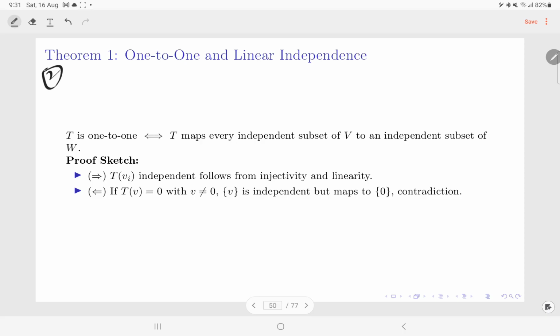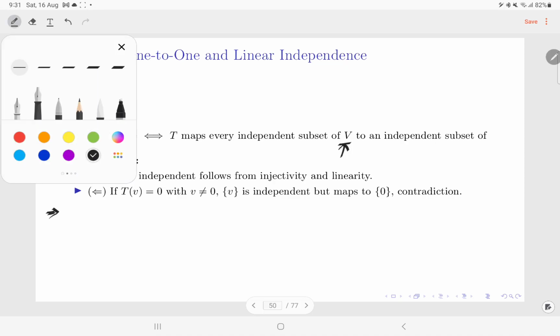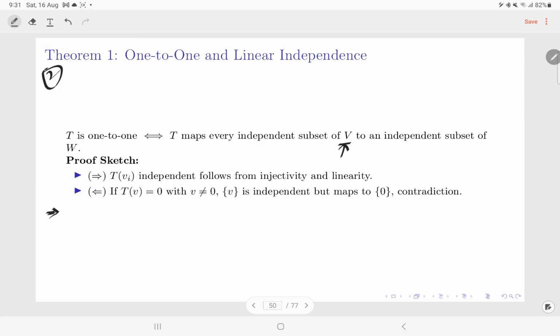T is 1-1 if and only if T maps every independent subset of vector space V to an independent subset of W. So let me solve the forward part, and then you can do the second part. Let's assume T is injective, or 1-1.